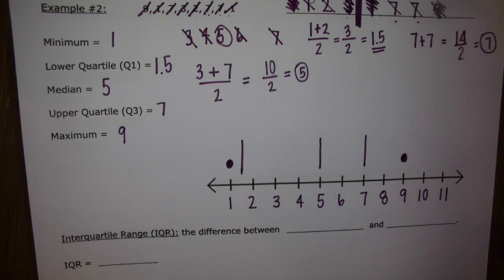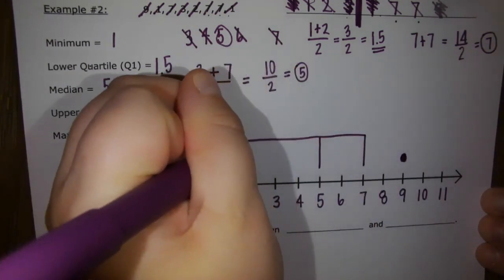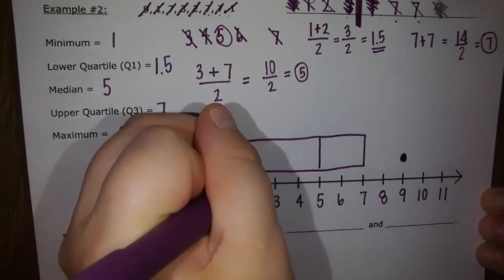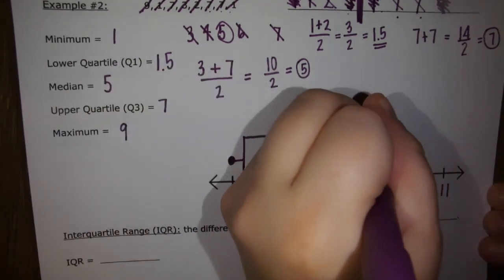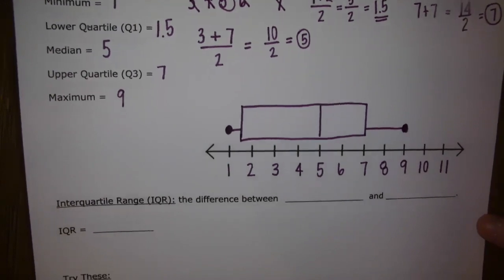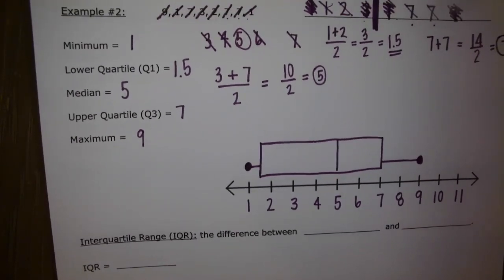So I'm going to create my box. I create my box by connecting my 3 lines together and drawing a line out to my minimum and maximum. So here I have my box plot.